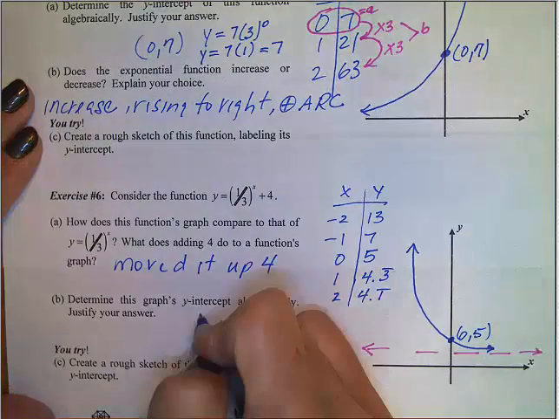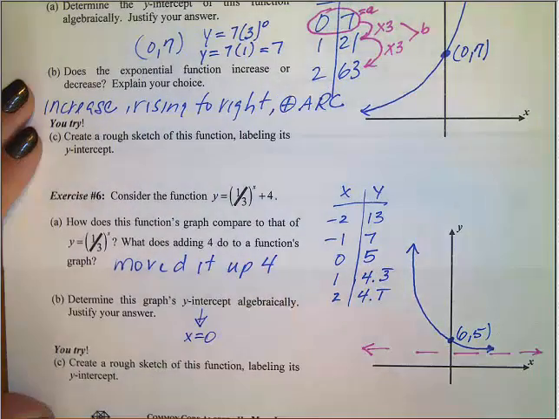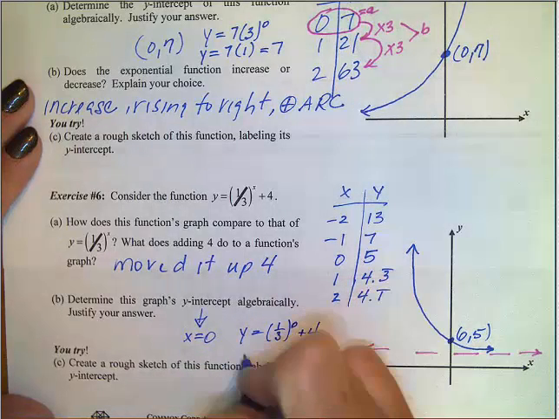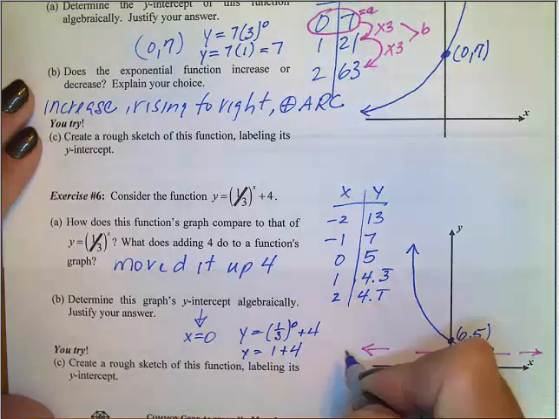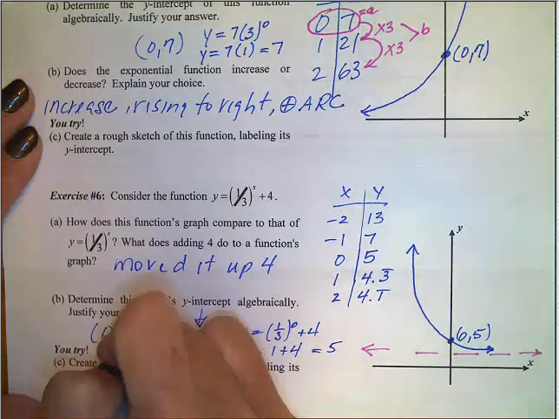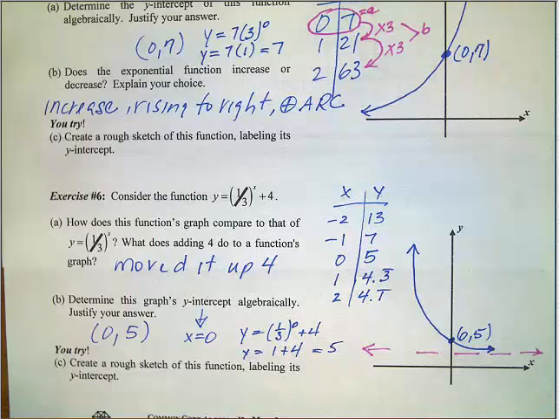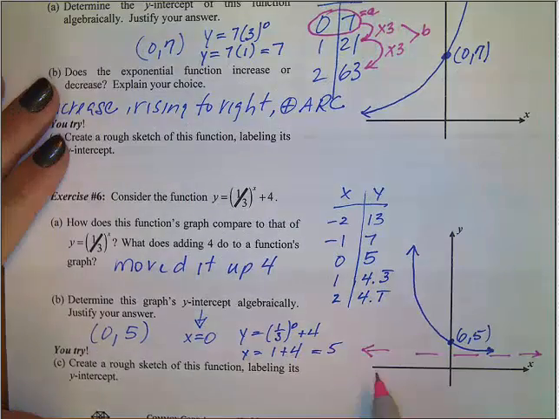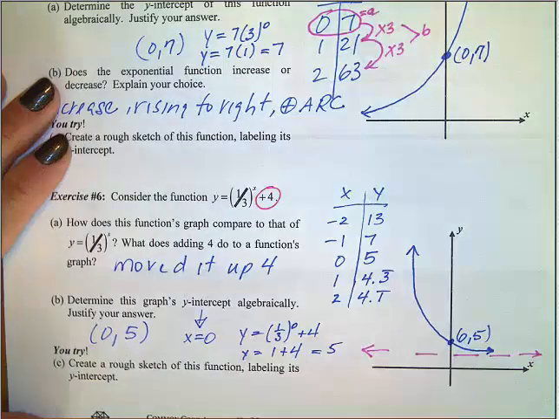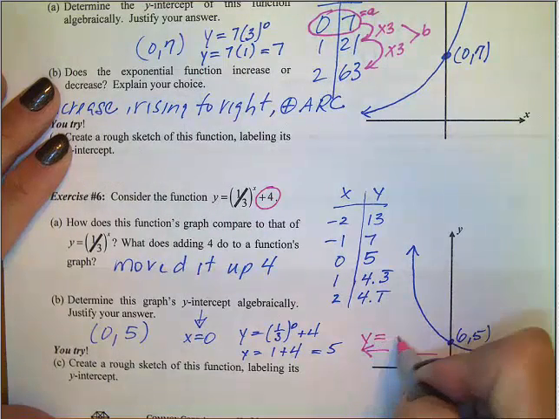Determine the graph's y-intercept algebraically. So again, for the y-intercept, we know x equals 0. So y equals 1/3 to the 0 plus 4. Well, anything to the 0 is 1. So 4 plus 1 is 5. So we know our y-intercept is 0, 5. We graphed it, and notice I drew in a pink line. That shift up or down is your asymptote line. So our asymptote is this plus 4. So we know our equation of an asymptote is y equals 4.